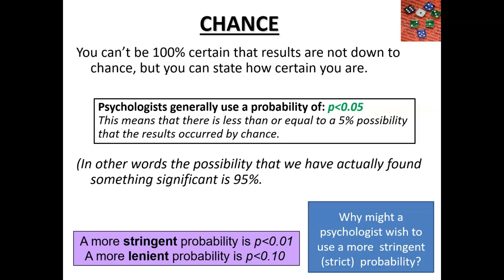And there's pros and cons for both of these probabilities. However, in psychology, we always use 0.05. You will never use 0.01 or 0.1, but you have to understand why we use 0.05 and why we don't use the alternatives.